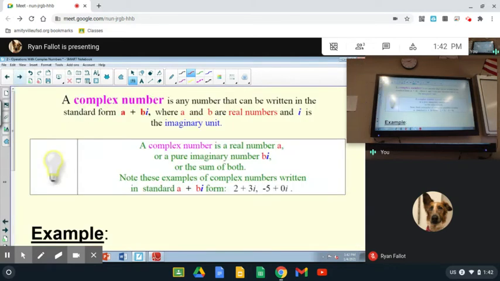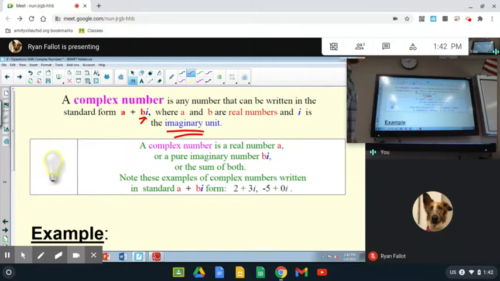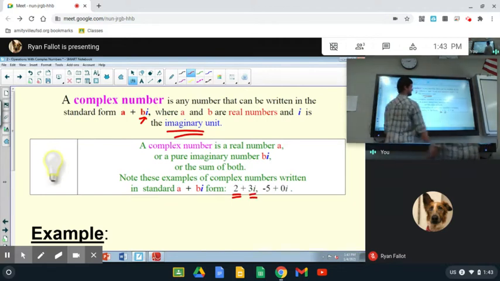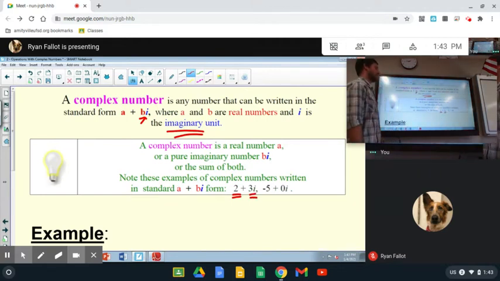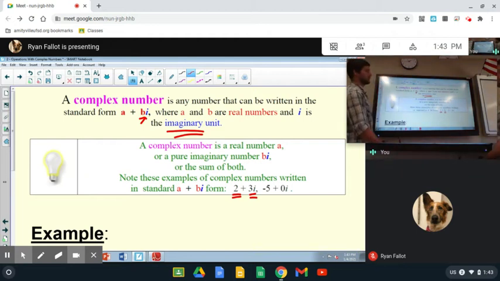A complex number is any number that can be written in the form a plus bi, where a and b are real numbers and I is the imaginary unit. A complex number is a real number a, or a pure imaginary number bi, or the sum of both. Note, these examples of complex numbers can be written in standard form, which would be a number, plus or minus, doesn't actually matter, a number with the letter I next to it. Kind of weird, but 0i is complex, but 0 times something is 0, so you wouldn't really write that. So negative 5 would be your answer.